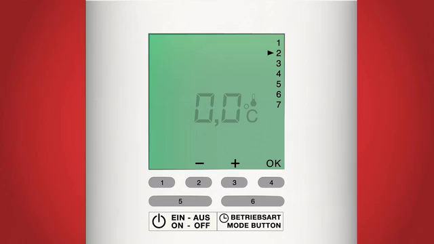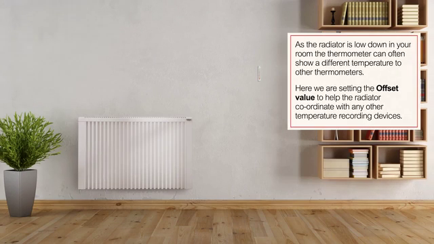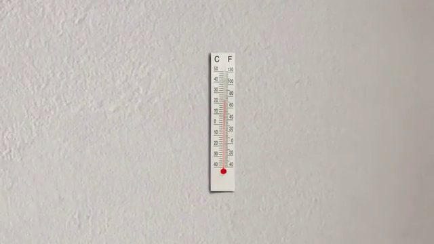The 4 dashes should now have changed to 0.0 degrees, flashing in the middle of the screen, and the arrow on the right hand side will be pointing at 2 on the numbers 1 to 7. This is the offset temperature setting. Sometimes, due to your radiator being low down and often to one side of the room, the radiator will display a slightly different room temperature to any other thermometer you might have.